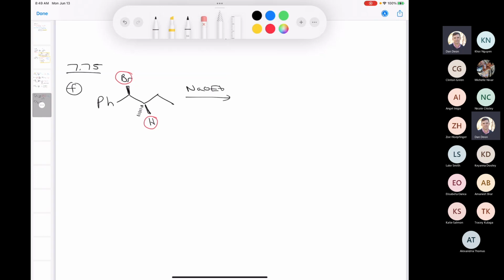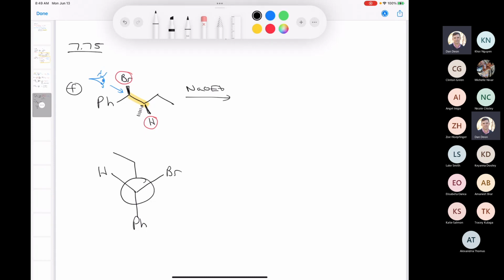So let's do this, Clinton. Let's move this out of the way first. Okay, and let's imagine that our human eyeball is looking down this carbon-carbon bond going from here to here. What would your eye see? Let's draw it. It's going to look something like this. So we're going to have the phenyl group going straight down. We've got the bromine going up and to the right. We have a hydrogen going up and to the left. And the carbon in the back, we've got the ethyl group going straight up. We've got the hydrogen on the right-hand side, and then we have our methyl group coming over here.